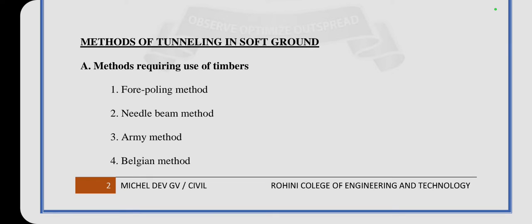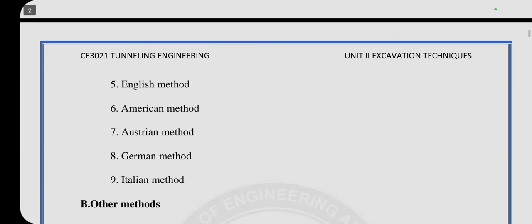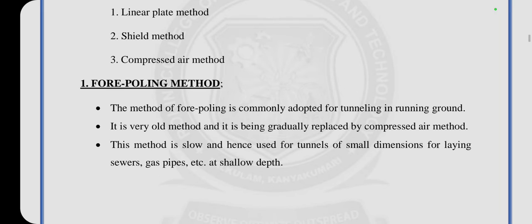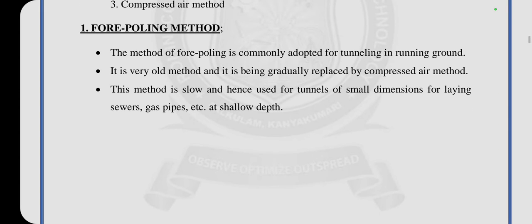So, methods of tunneling in soft ground. The methods require the use of timbers. The first one is the foot poling method, then the needle beam method, then the Austrian method, then the Belgian method, then the English method. We also have other methods such as the liner plate method. So we will discuss the foot poling method.